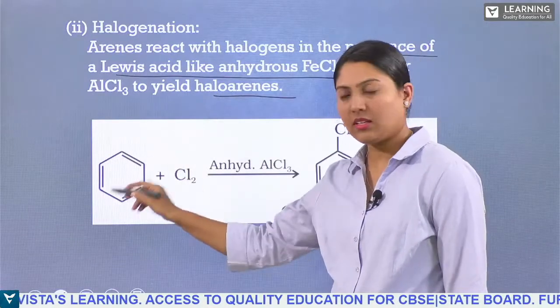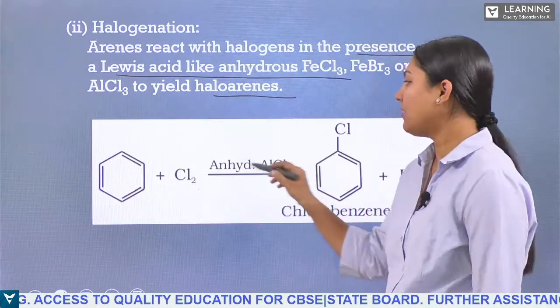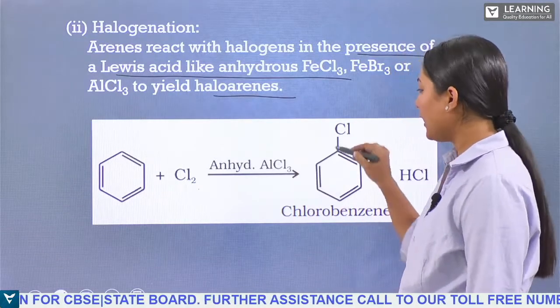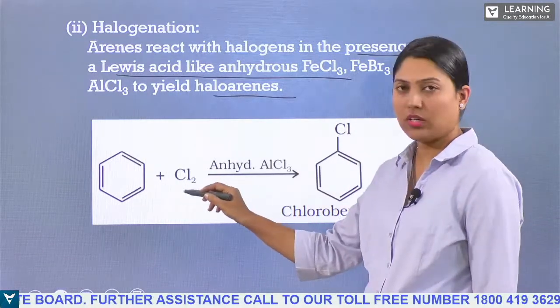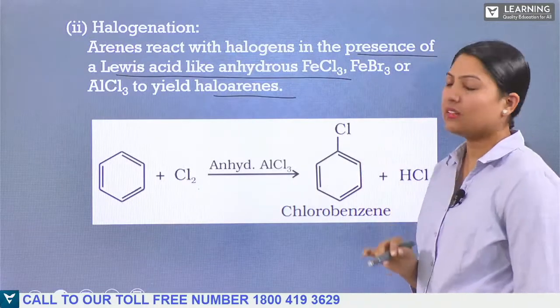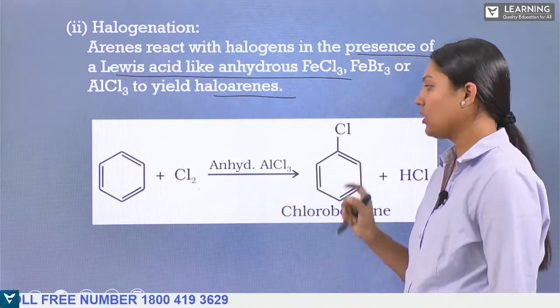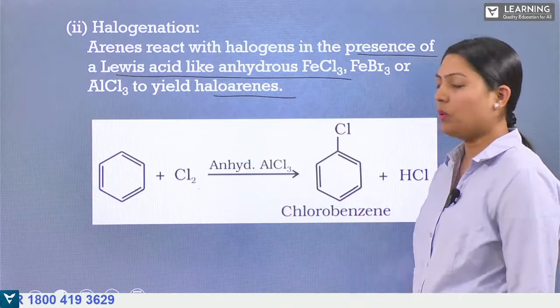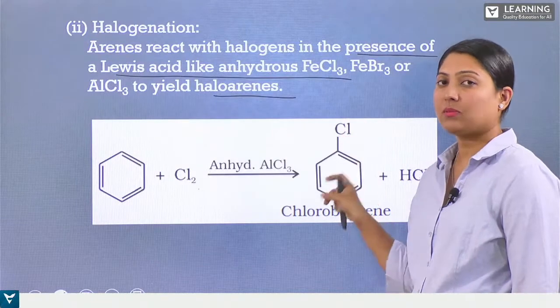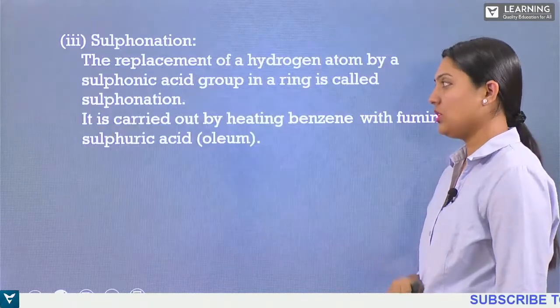So we have benzene in presence of chlorine and anhydrous aluminum chloride, where one hydrogen is removed with the chlorine to form HCl, and the chlorine takes the place of the hydrogen. So we get chlorobenzene. This is the substitution reaction where halogen has been added, so we call it halogenation.